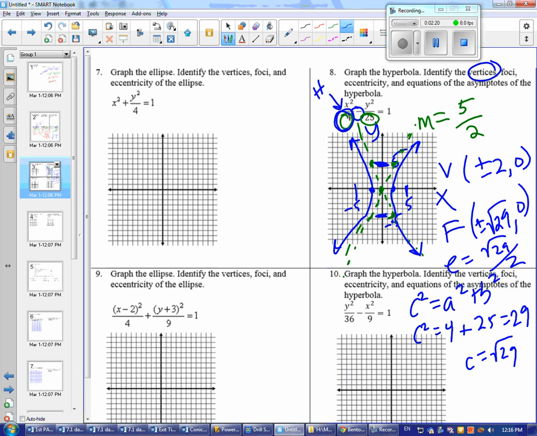Last thing I need are the equations of my asymptotes. And my equations are going to be plus or minus 5 over 2 x. Those are the lines that have slope positive or negative 5 halves and go through 0, 0.